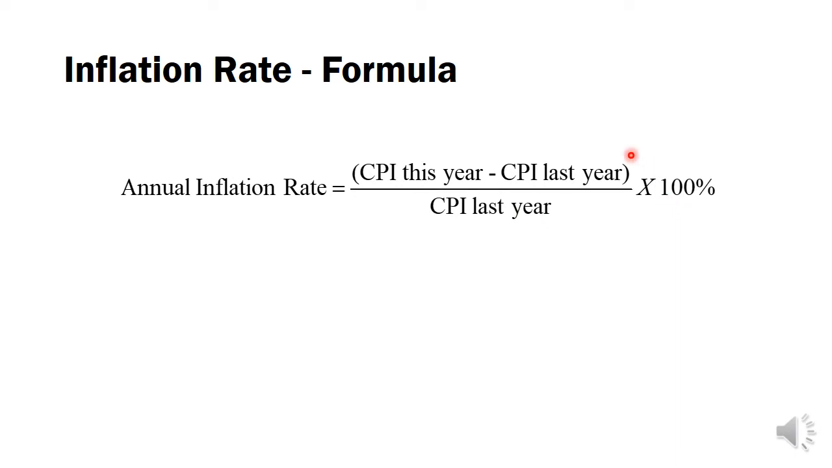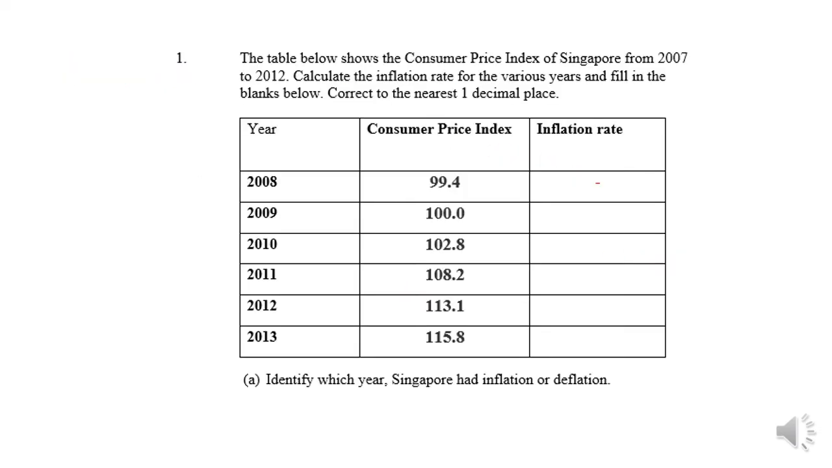This is a very simple rate of change formula which you should be familiar with by now. We use this kind of formula to calculate economic growth rate as well. Now returning to the question, your consumer price index is here. This year minus last year over last year times 100%. You can't calculate for 2008 because you don't have the 2007 CPI. So you can only calculate beginning from 2009 all the way until 2013.